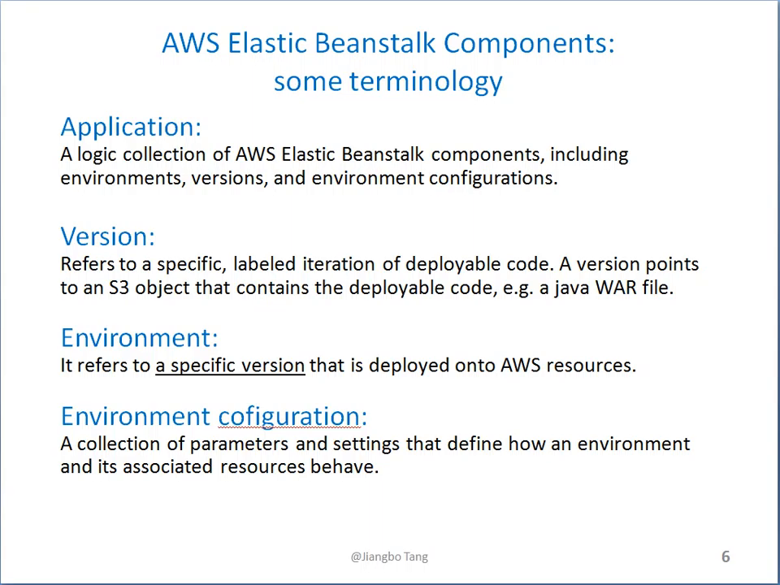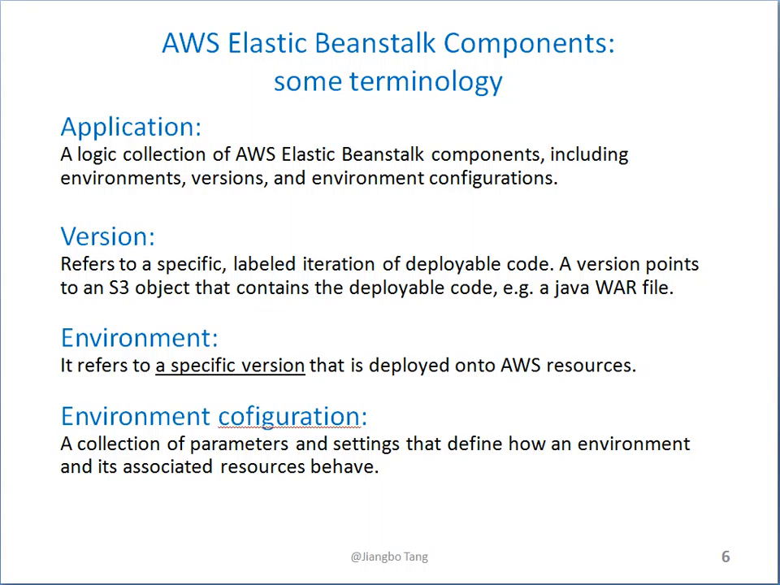There are some terminologies about how you use Beanstalk. First of all is application. An application is a logical collection of AWS Elastic Beanstalk components, including environments, versions, and environment configurations. A version refers to a specific labeled iteration of deployable code. Pay attention to this: a specific labeled version of deployable code basically points to an S3 object that contains the deployable code, for example, a Java web archive file.